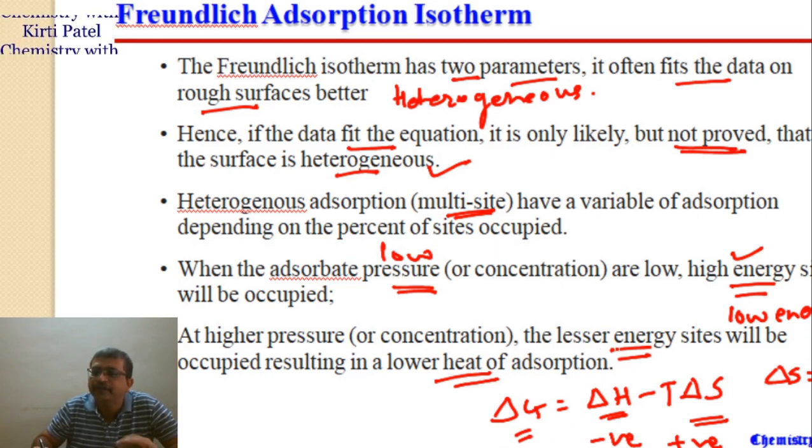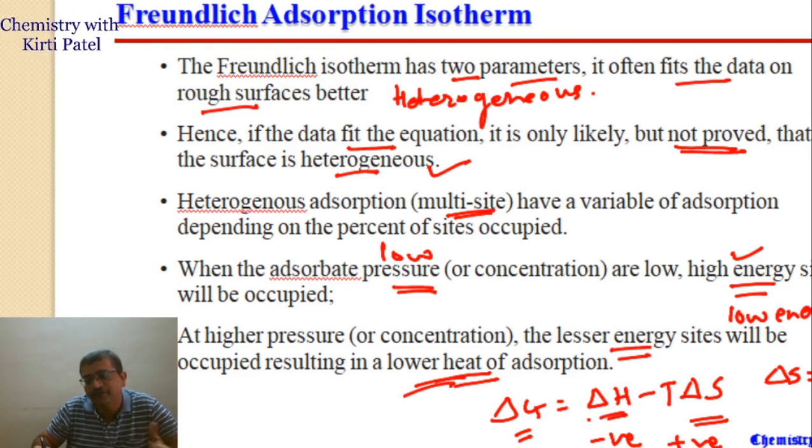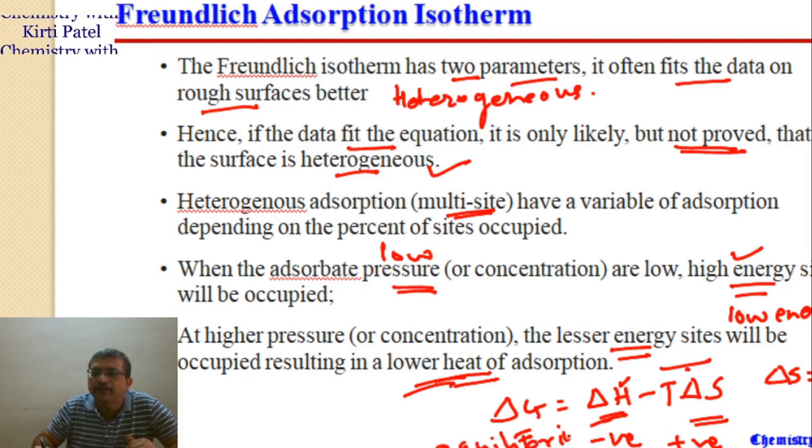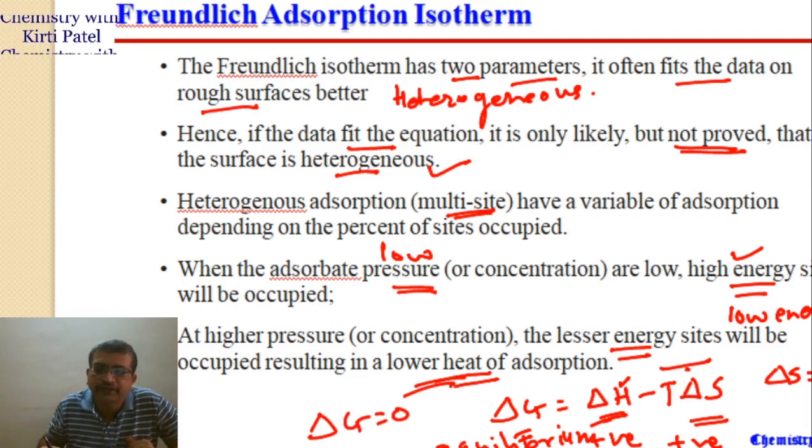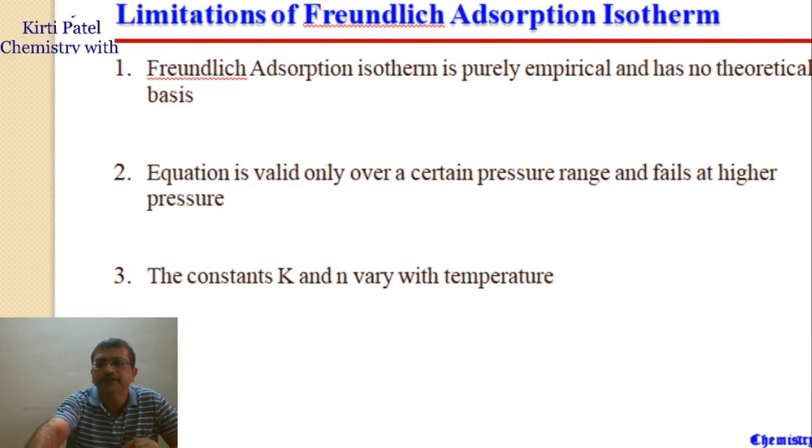As the pressure increases, lower energy sites are also getting occupied, yielding lower heats of adsorption. So delta H keeps on decreasing as the process goes on, and a time comes when delta H will be equal to T delta S. At that position, an equilibrium will be established, as delta G will be equal to 0. So as delta G equals 0, when delta H is equal to T delta S, the equilibrium will be established and we will have a saturation state.